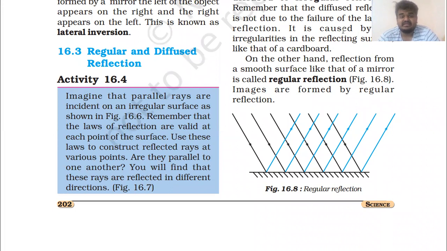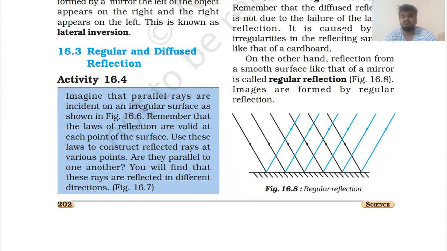Imagine that parallel rays are incident on the irregular surface as shown in figure 16.6. I hope all of you have your textbook right now. Just open page number 202, because it's quite tough to change the screen again and again. So just take a look at figure 16.6 on the right portion of page 202. Imagine that parallel rays are incident on an irregular surface as shown in the figure.